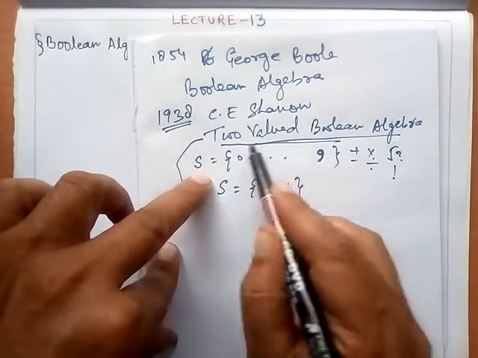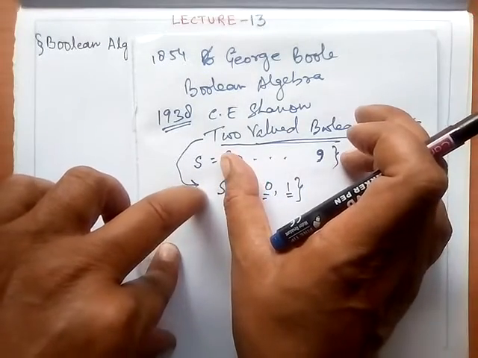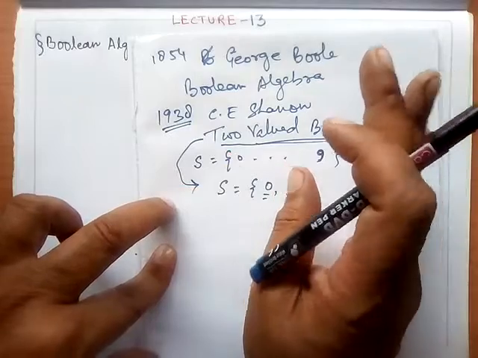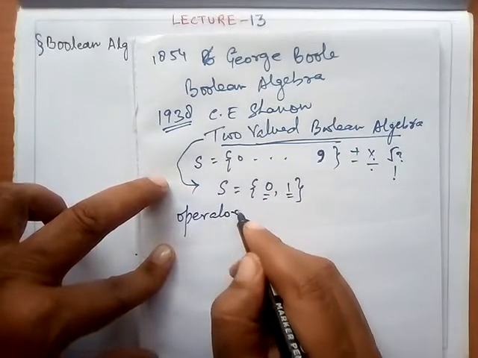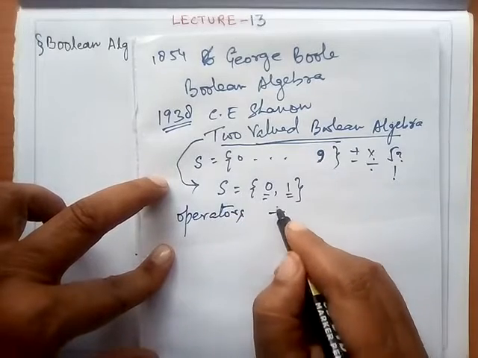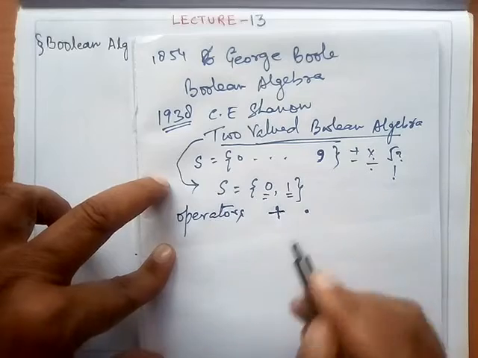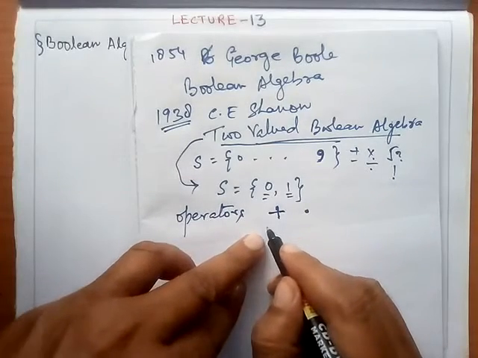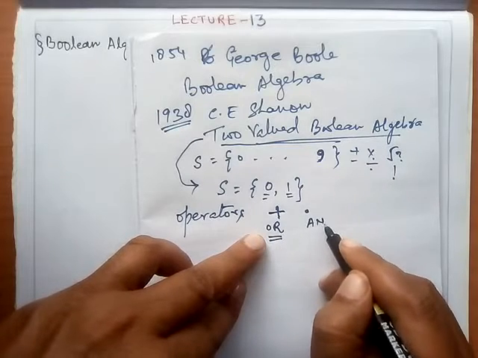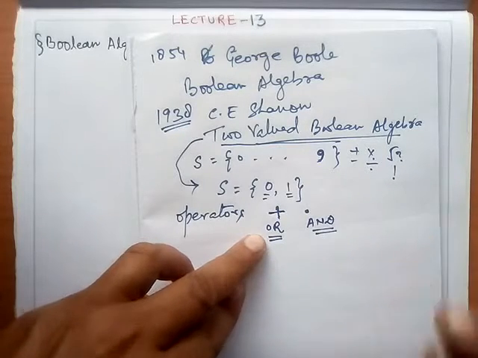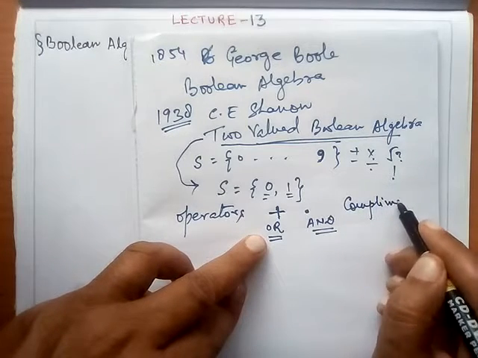Unlike the normal algebra that you have studied, where in the sample space you have numbers from 0 to 9 apart from decimals also, here there are two operators, a plus and a dot. Later on we'll discuss that this plus is called logical addition or OR, and this dot is called AND. And there is one more term that we'll study here, that is called a complement.